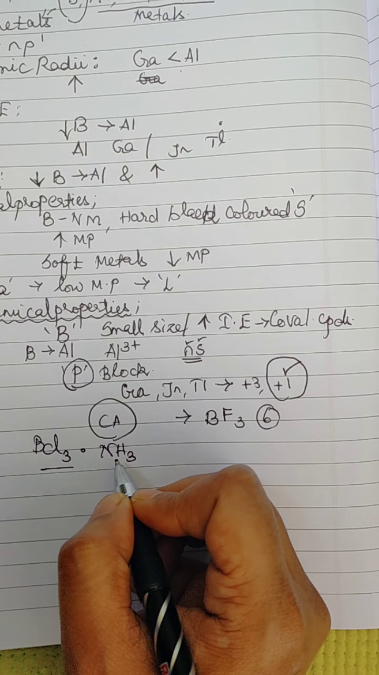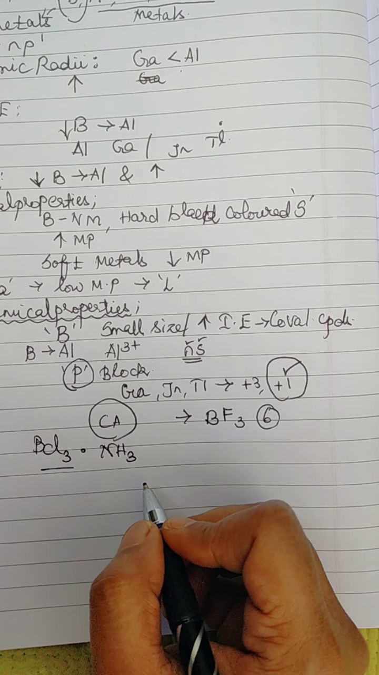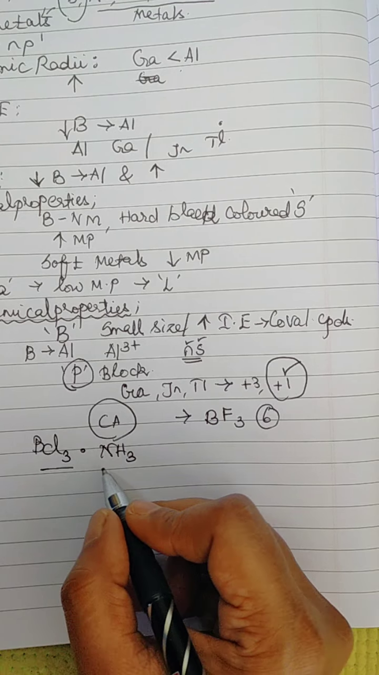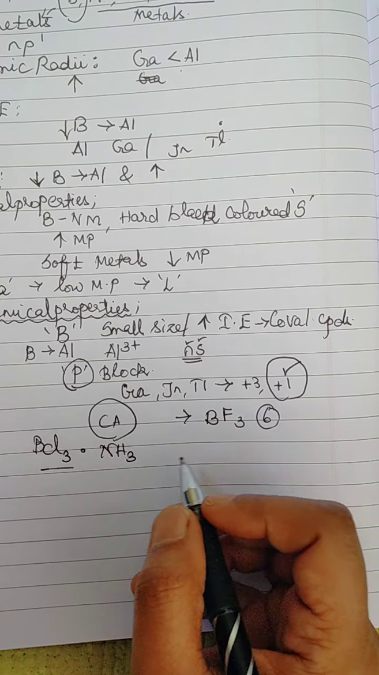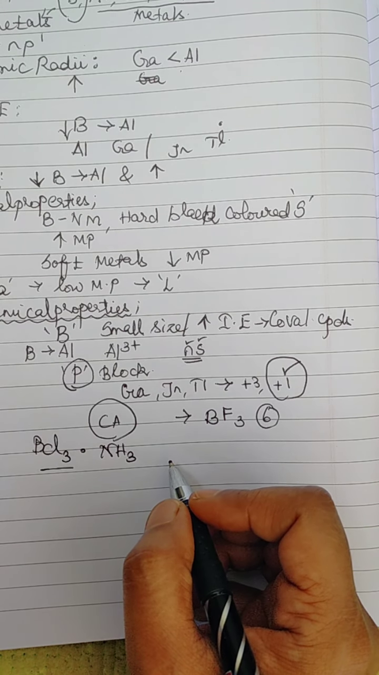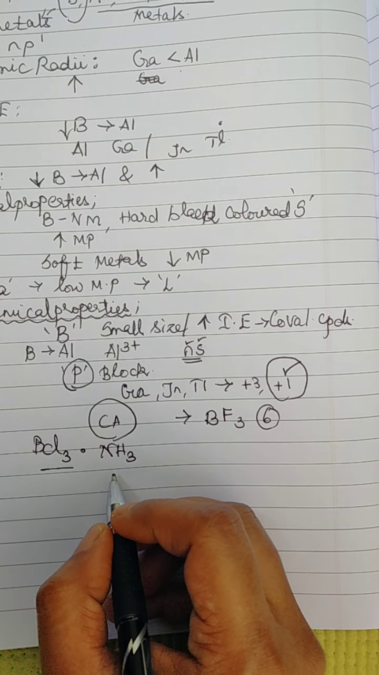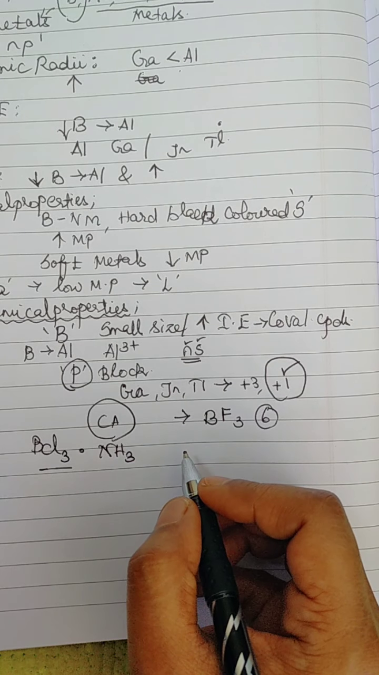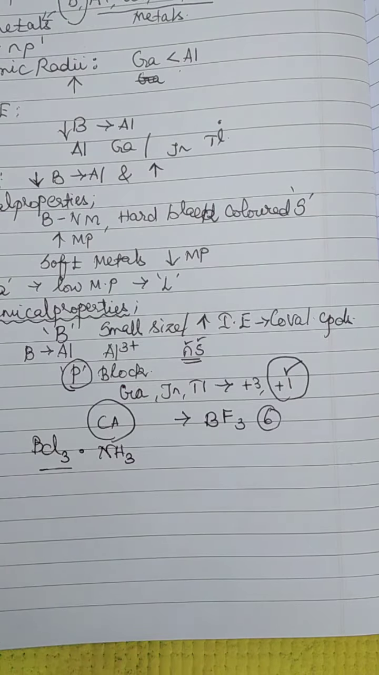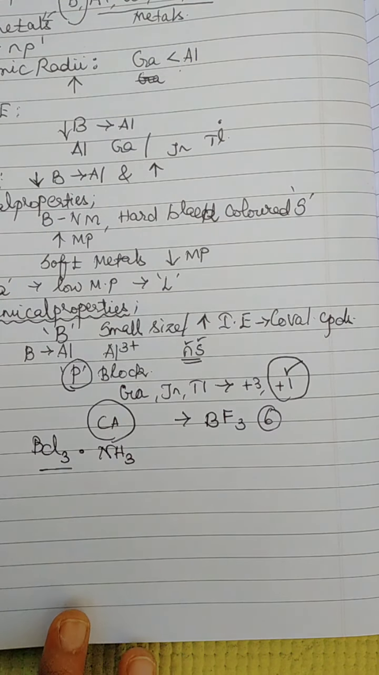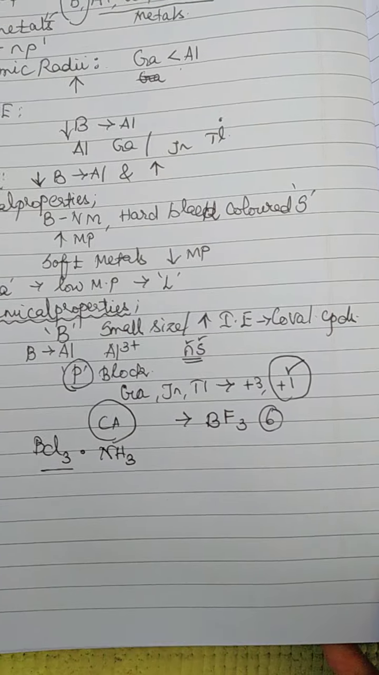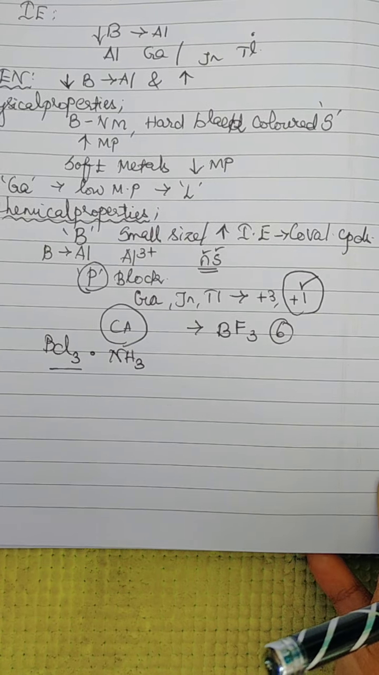In the trivalent state, most of the compounds are hydrolyzed in water. This trichloride on hydrolysis will form a tetrahedral complex. Even aluminium forms an octahedral complex. So this is about the chemical properties of group 13 elements. Let me sum up the chemical properties.